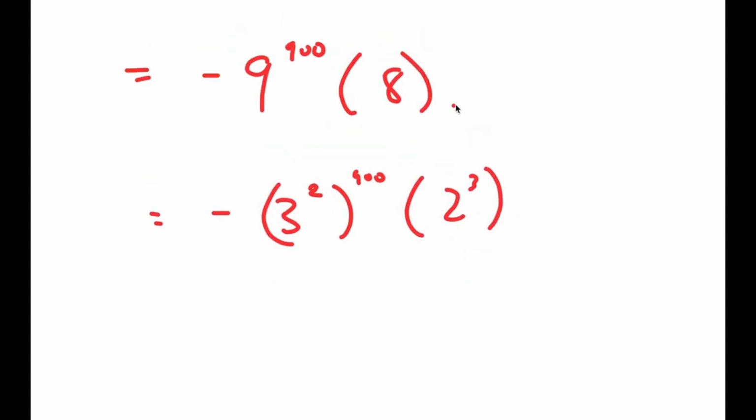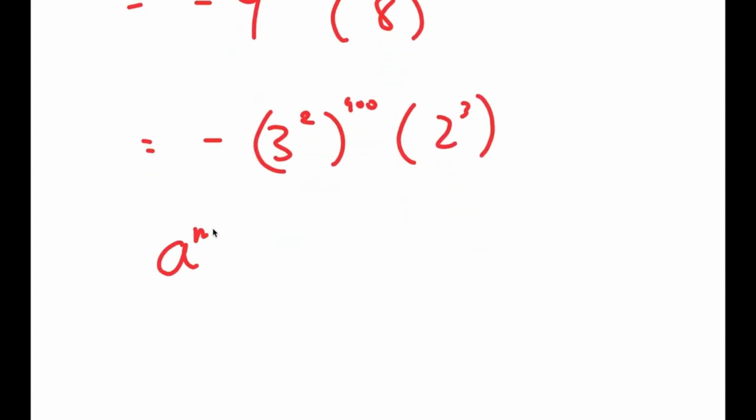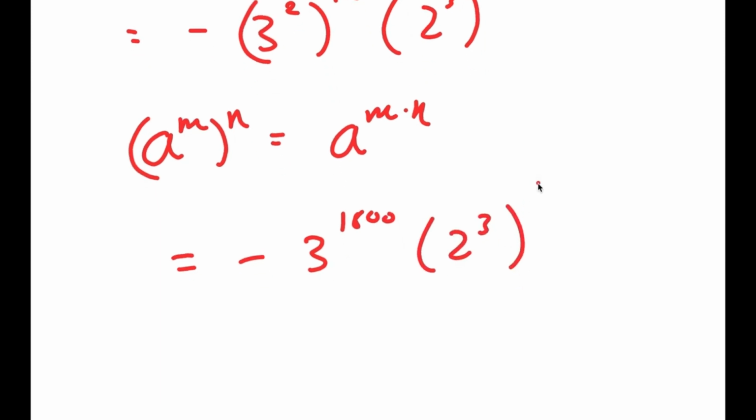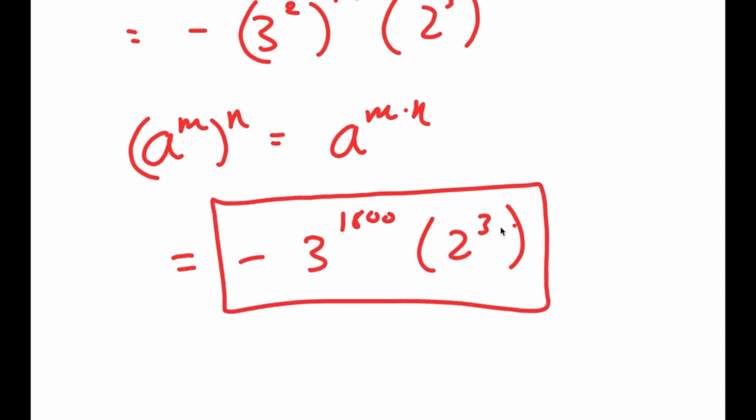We're simplifying these terms as much as possible. So I'm going to use a quick exponential property that states that a to the power of m to the power of n is equal to a to the power of m times n, on 3 squared to the power of 900. So I get negative 3 to the power of 1800 times 2 to the power of 3. So this is my final solution to this equation.